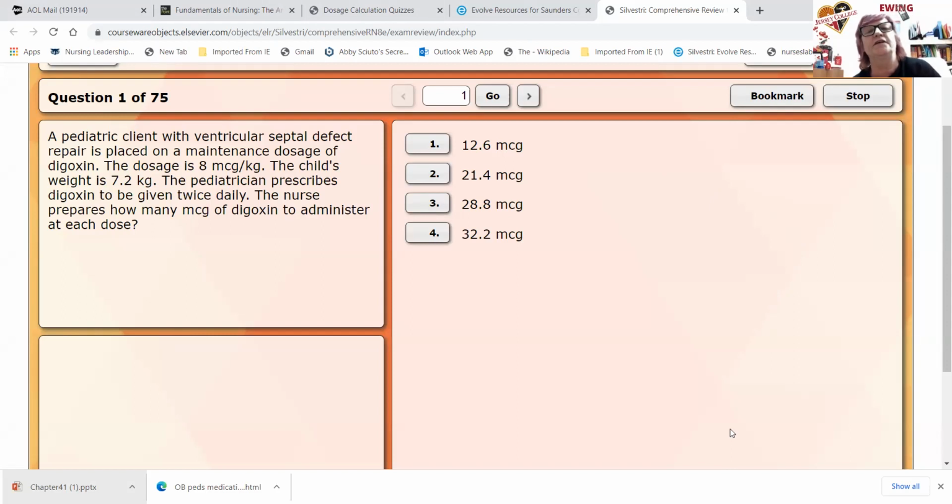So let's start with the first one. How many mcgs of the digoxin to administer each dose?